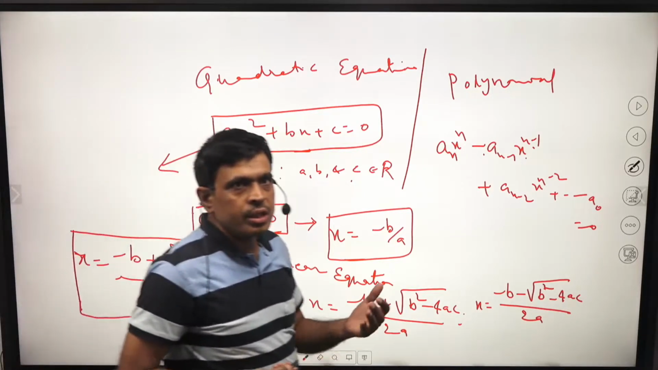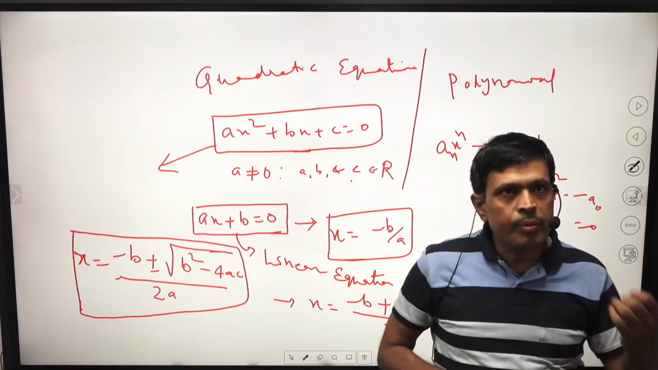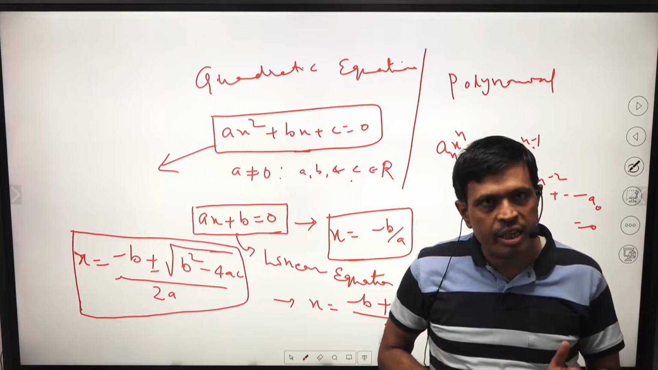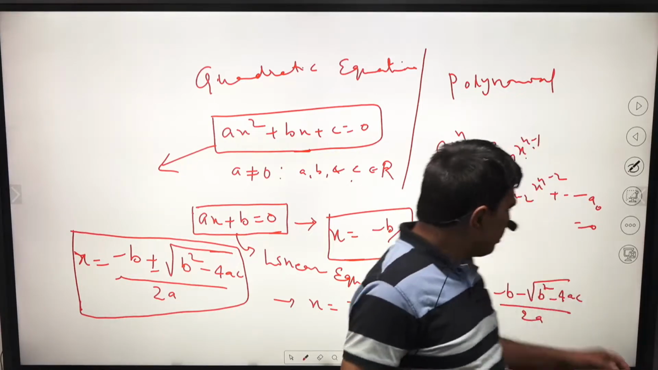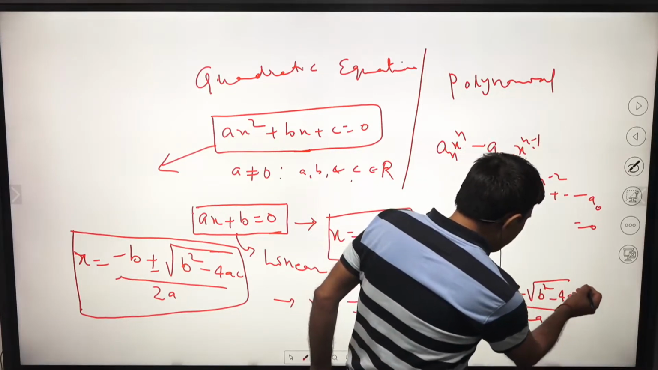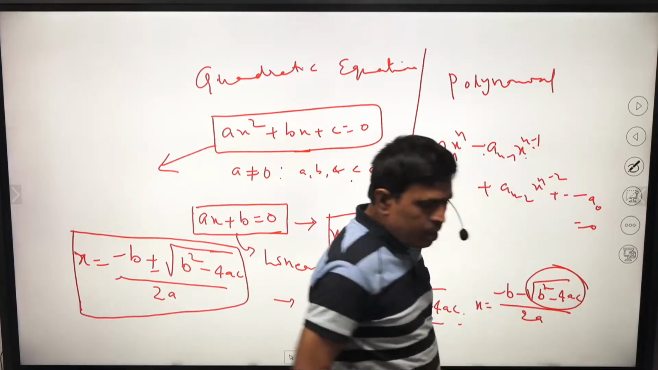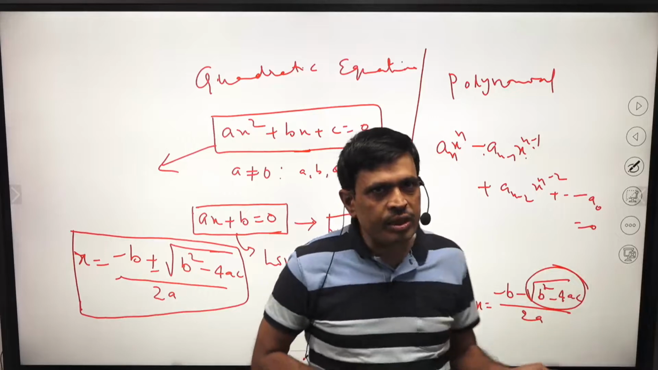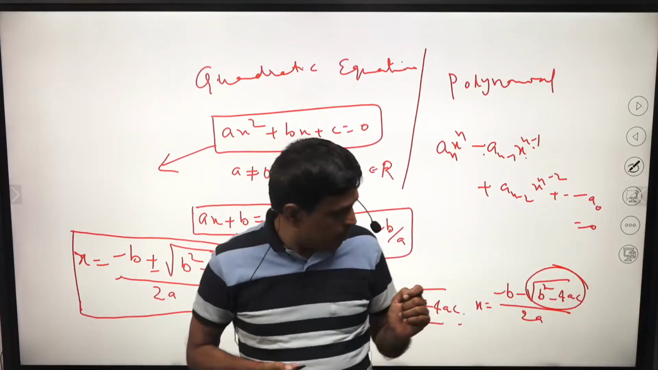That means whether the roots are real or imaginary, whether they cut the x-axis or touch the x-axis, depends upon the value under the root, which is said to be the discriminant. Are you familiar with the discriminant? What is the value of the discriminant?